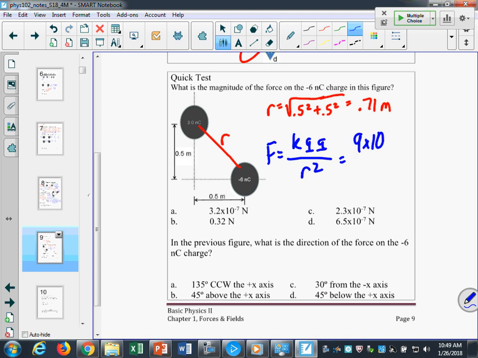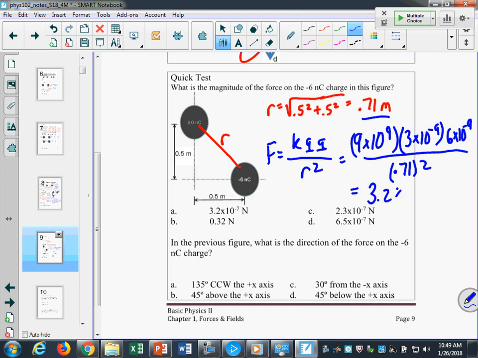That's 9 times 10 to the 9th times Q, which is 3 times 10 to the minus 9, times 6 times 10 to the minus 9, divided by the distance squared. We found the distance up here is 0.71 meters squared. And that's equal then to... what did I say the answer was? A? Okay, yeah, so 3.2 times 10 to the minus 7. So the answer is A.